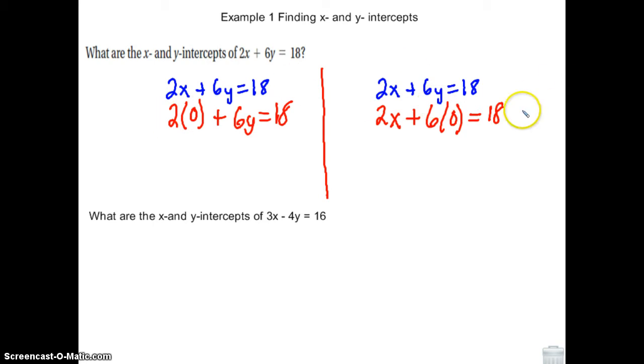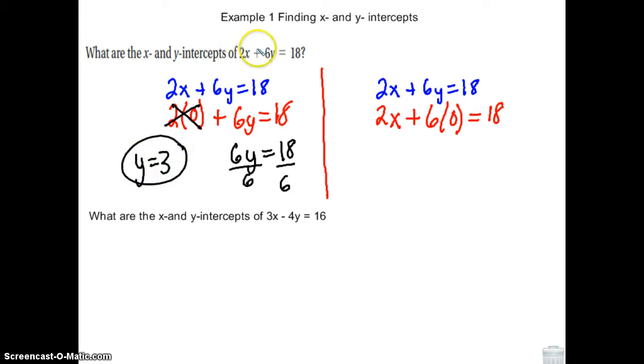Okay, so now we know that anything times 0 is 0, so these cross out. So all I have left is 6y equals 18. Now that's just a one-step equation. Divide both sides by 6, y equals 3. That means this line right here crosses the y-axis at positive 3.